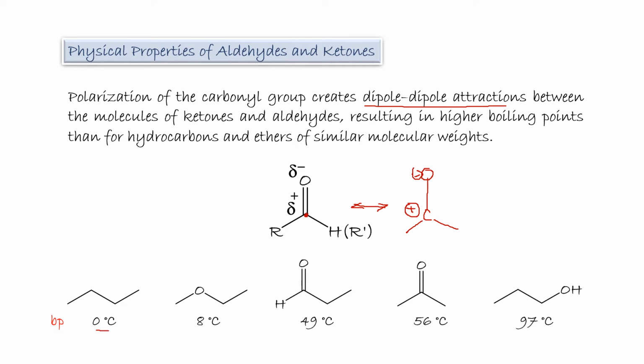So there is a dipole-dipole attraction between the molecules. Let's compare. Here we have butane boiling point 0, ether 8 degrees Celsius. When you have the aldehyde, you have 49 degrees Celsius. Ketones 56 degrees Celsius. For the alcohol with almost the same molecular weight, we have 97 because of the presence of hydrogen bonding, which is stronger than dipole-dipole attraction.